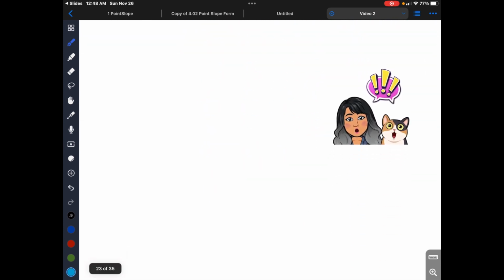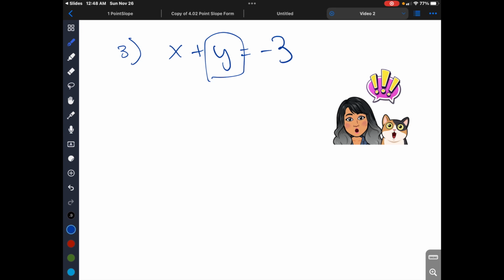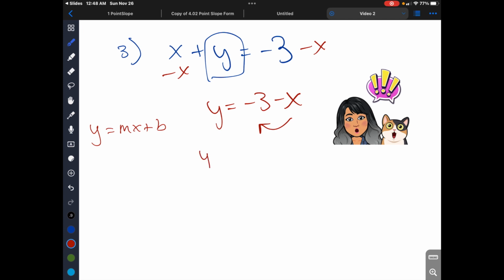So we have our question number 3. We have x plus y equals negative 3. This is in standard form. We need to change it to slope-intercept form, so y needs to be alone. So I'm going to subtract x to the other side. So it's y equals negative 3 minus x, but that's not slope-intercept form. Slope-intercept form is y equals mx plus b, right? So I need to switch these. So it's y equals negative x minus 3.